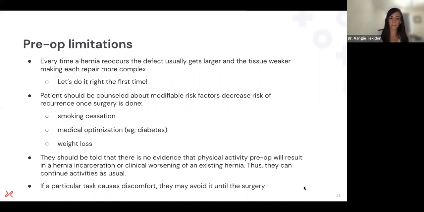Pre-op, some people say that they've been told not to do anything or work out because it bulges out. There's no evidence that doing workouts or physical activity before surgery is going to lead to incarceration or any other complications. So I just tell them to do activity as usual. If they're doing anything that really causes discomfort, then you can just avoid it. But just use common sense, or if you're doing something that bulges out, just push it back in after you're done.